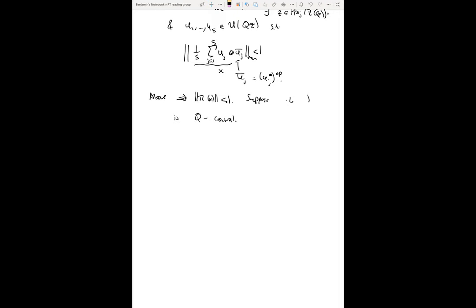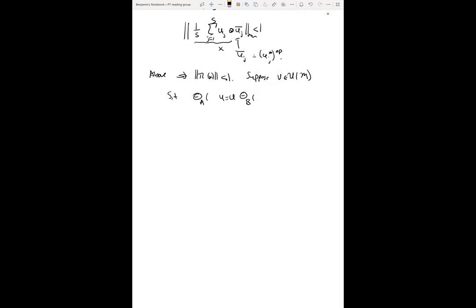I don't want to do that. I actually do want to take a unitary. Let's suppose I have some unitary V, so that theta U X U is V theta B X. I guess not X, I want Y, for all Y in Q.